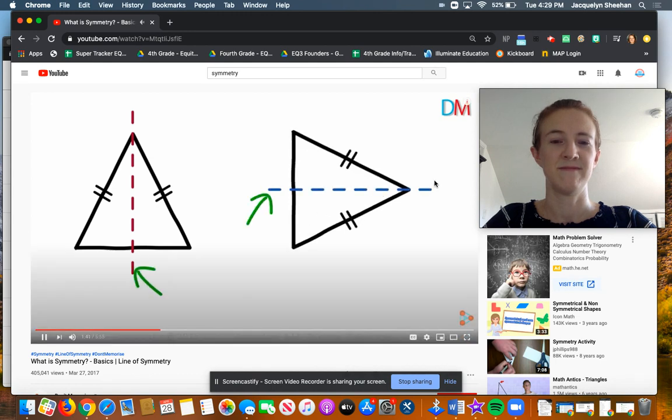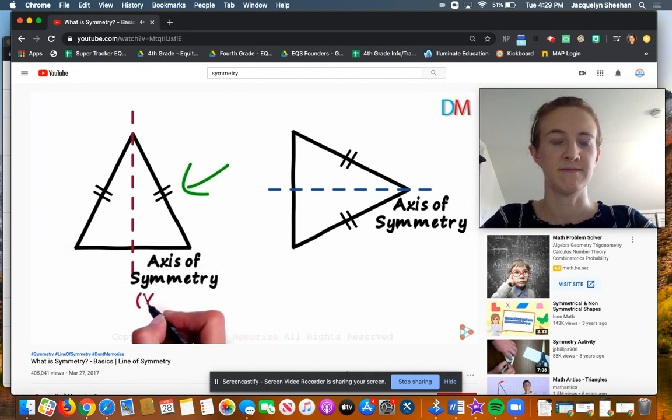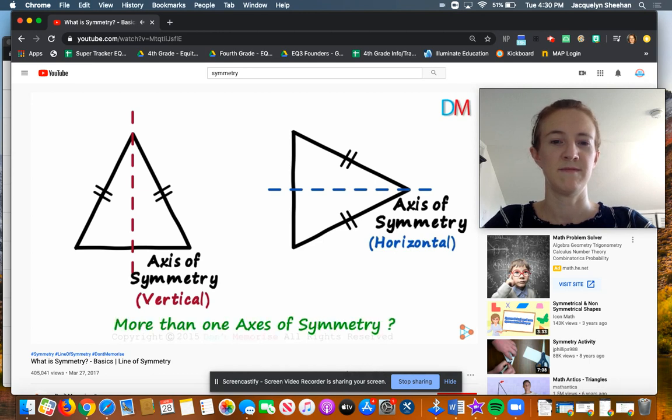Both these lines we see here are called the lines of symmetry, or the axis of symmetry. They're like a reflection, like a mirror image. This triangle has a vertical axis of symmetry, as this line is vertical, and this one has a horizontal axis of symmetry, as this line is horizontal. Now I want you to think about the next question I'm going to ask you. Can a shape have more than one axis of symmetry?